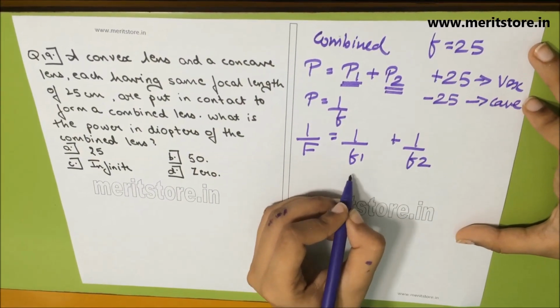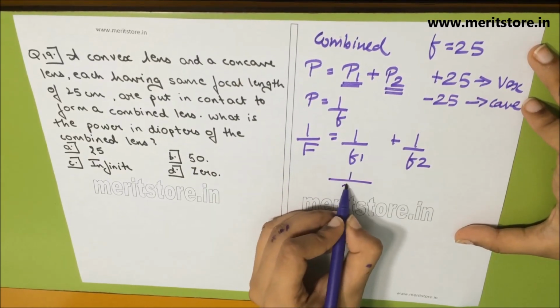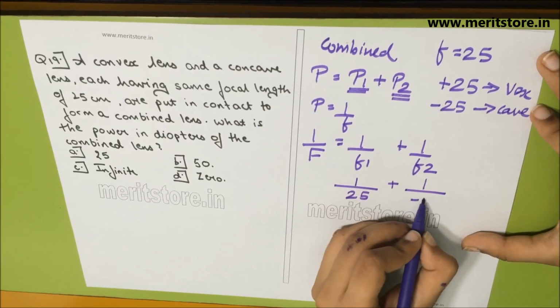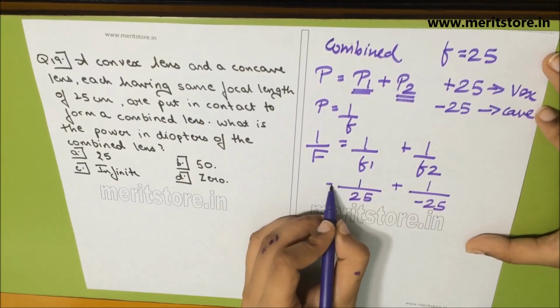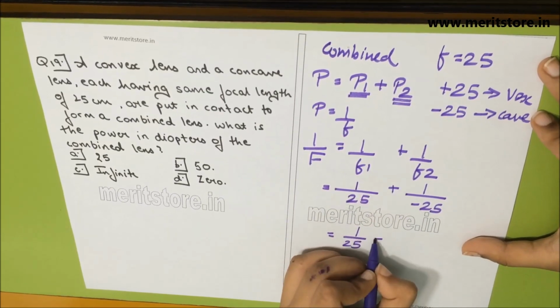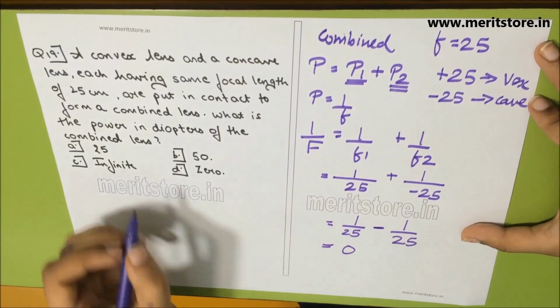Substituting the values, let's consider F1 to be convex, so we get 1 by 25, and F2 to be concave, so we get negative 25. This will be 1 upon 25 plus minus 1 upon 25, which is 0.